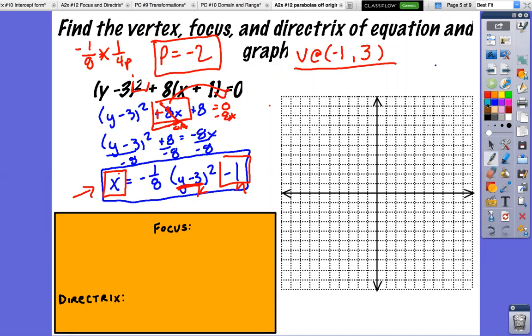So for my focus, I always add whatever my p value is to the appropriate coordinate. In this case, would that be the x coordinate or y coordinate, and how come? The x. Why'd you say the x? Because it's moving from left to right. Good. And because it's x equals, that's exactly right. So I'm going to add -2 to the x coordinate. So my focus is going to be at -3, 3. Any questions there?